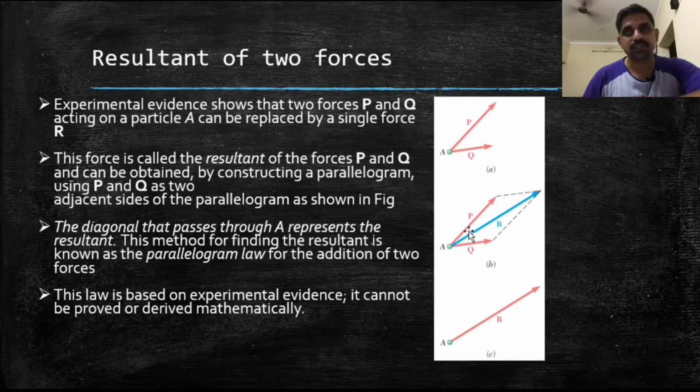And when we have such a parallelogram, the diagonal, which consists of both the tails and both the heads, if you see here, it will be a head and a tail, here it will be a head and a tail, but here it will be both tails and here it will be both heads. So, if you consider this diagonal, that is the one which goes all the way from the tails to the heads, that forms the final resultant force. And this law is completely based on experimental validation, and it does not have any mathematical derivation.